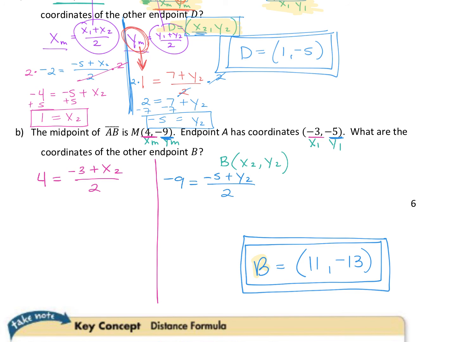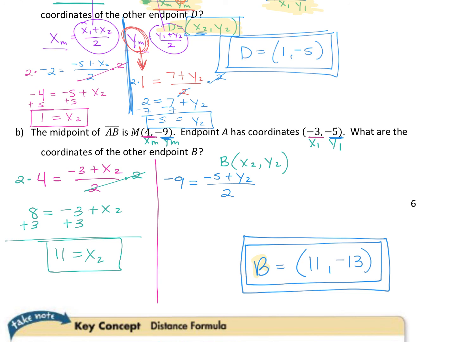Okay, so now when we solve it, on the left side here, we would multiply by 2 on both sides. So we get 8 equals -3 plus x2. And then we add 3. So I get x sub 2 equals 11. Okay, so that's my x value of my endpoint.